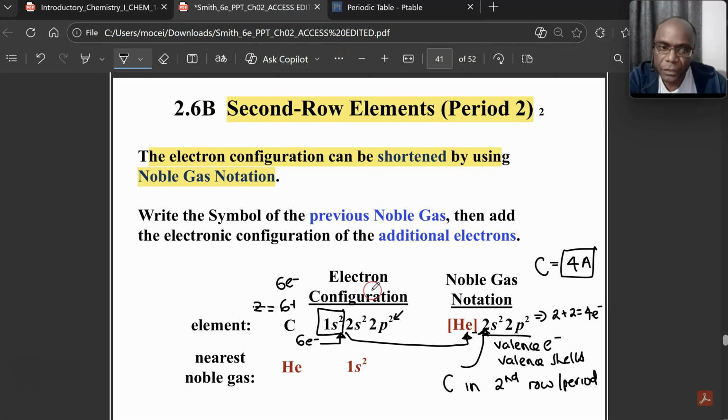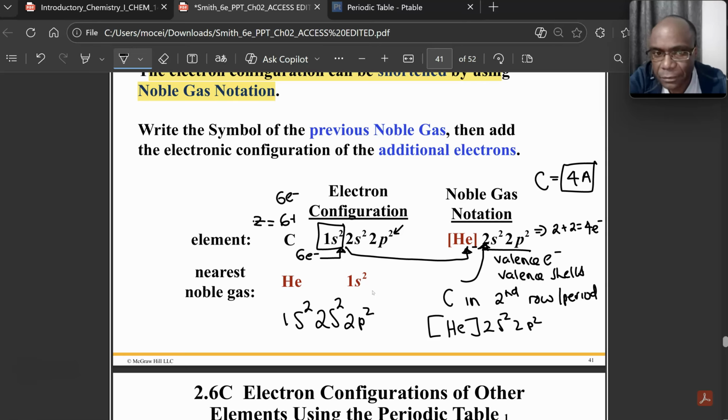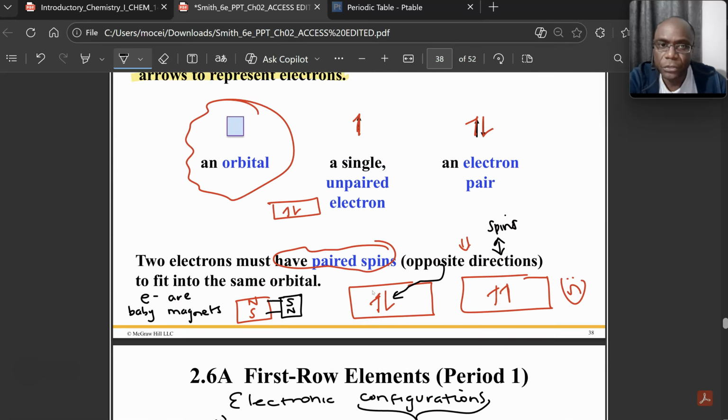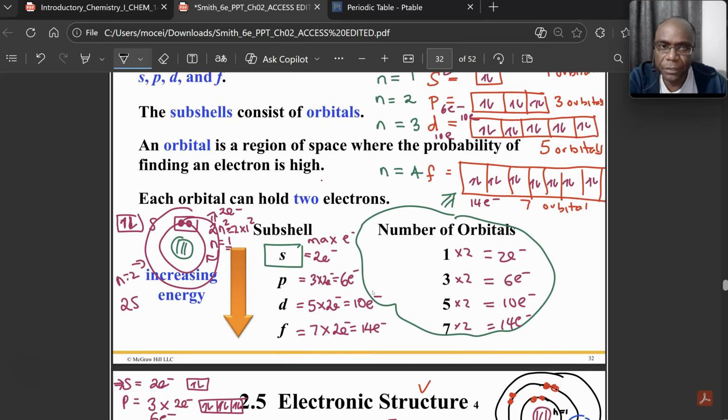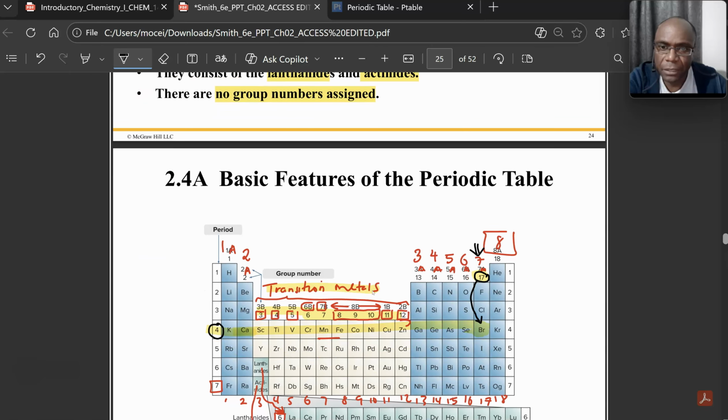All right. So the noble gas electronic configuration of carbon would be helium 2s2 2p2, but the complete electronic configuration is 1s2 2s2 2p2. Now let me give you a shortcut on how to decide which noble gas will give you the shorthand. If you're looking at your periodic table here in the notes, you'll see that the carbon is right here. That's the carbon.